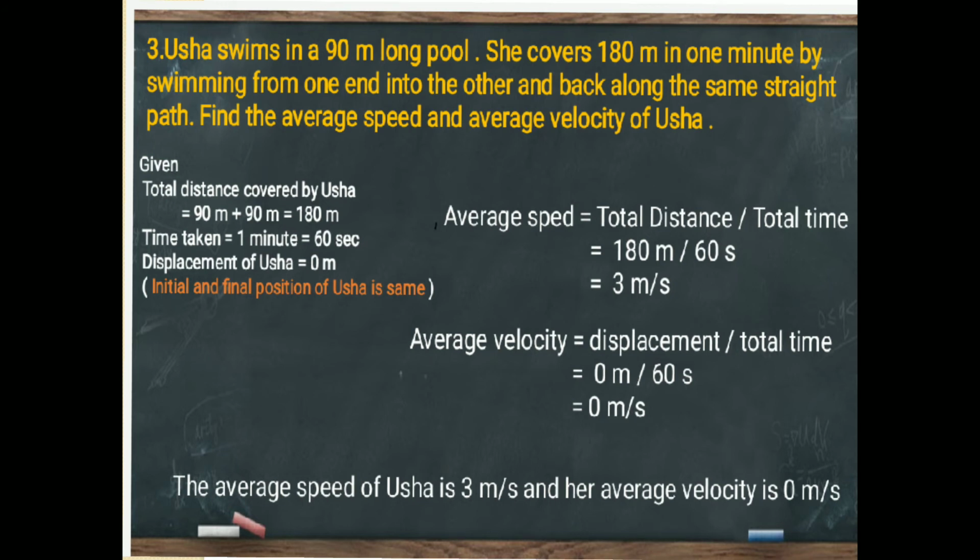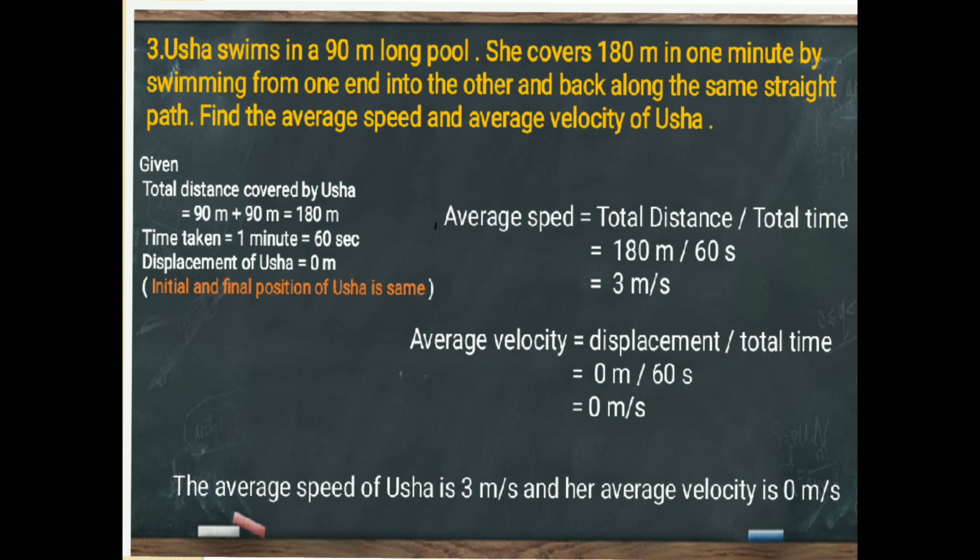Usha swims in a 90-meter long pool. She covers 180 meters in 1 minute by swimming from one end to the other end and back. The total distance of the pool is 90 meters. She goes and comes back to the original point itself. It will become 90 plus 90 is 180. That is the total distance traveled.